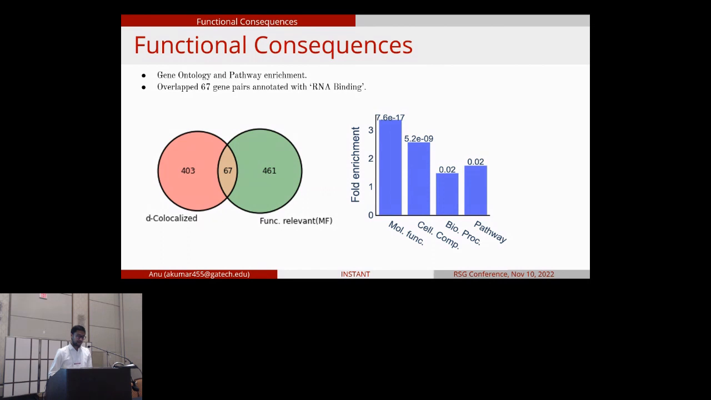On further analysis, we saw that all these 67 common pairs were annotated with the term RNA binding. We also saw significant enrichment with other GO terms as well as pathways.